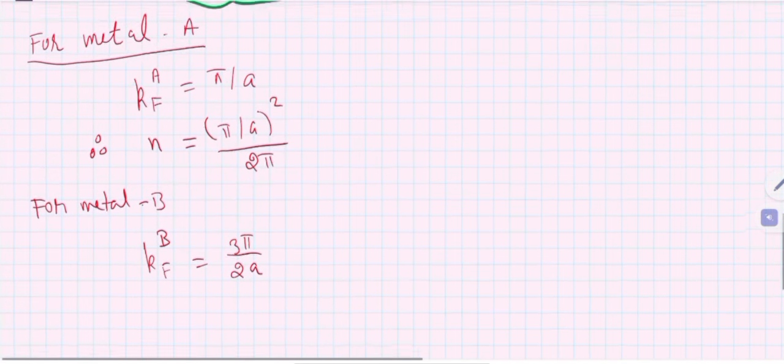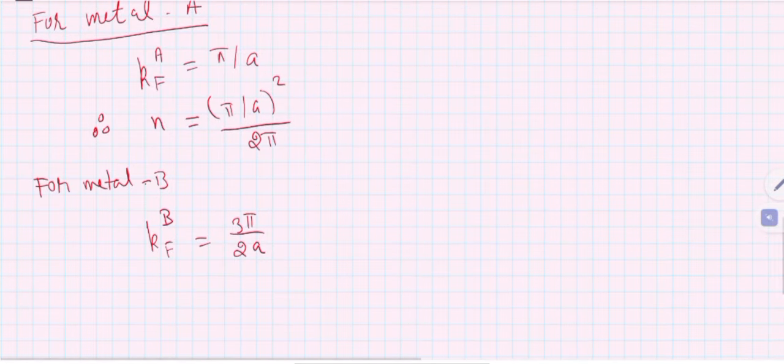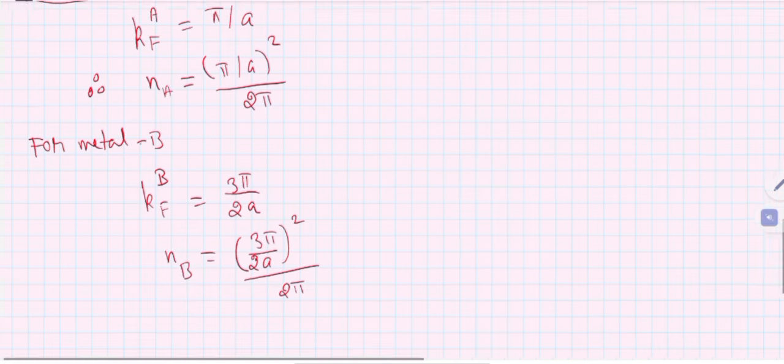So that means if you substitute the values for n, for A it is pi by a whole square, divided by 2 pi. This is for A, and the other one is for B.